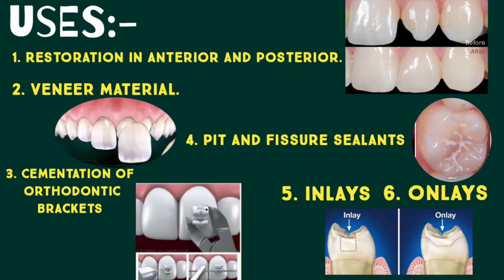So what are the uses of these dental composites? These dental composites are used as a restoration for anterior and posterior teeth. They are used as veneer material. They are used for cementation of orthodontic brackets, and they are also used for pit and fissure sealant, and also in making inlays and onlays in dentistry.